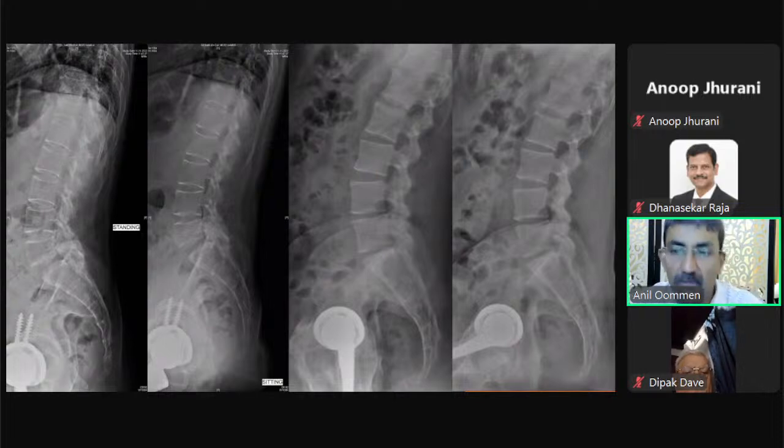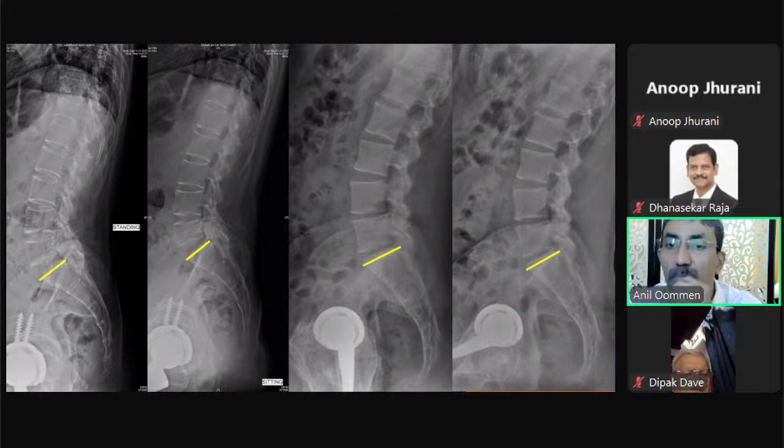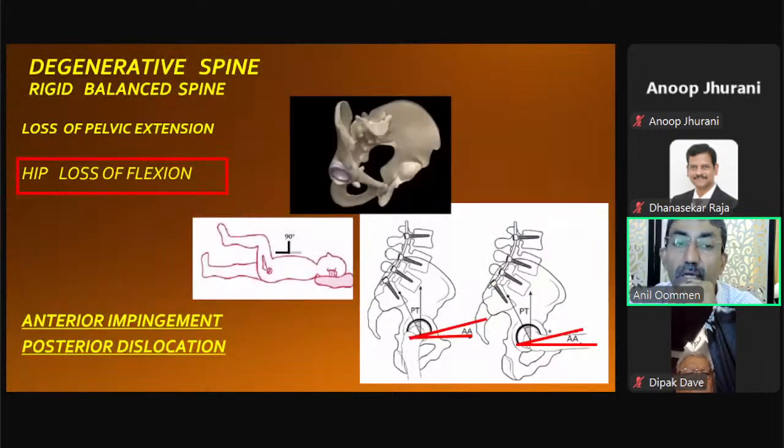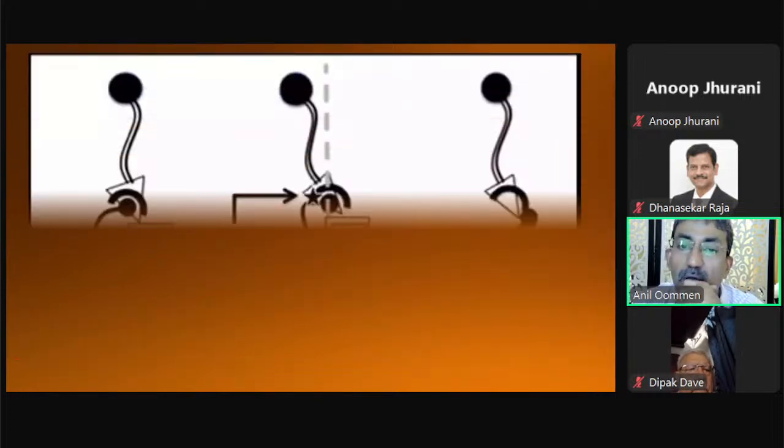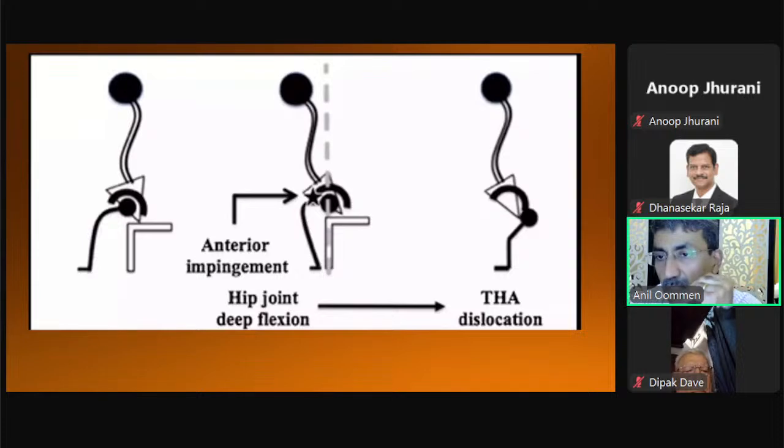This is another set of X-rays to show you stuck standing individuals. There, the sacral slope is more than 30, both on sitting and standing, even after doing the hip replacement. So obviously the spines have become stiff. And that is why there could be a loss of flexion. And if you further flex or do anything that increases the flexion, there could be what is called an anterior impingement and what we refer to as the posterior dislocation.